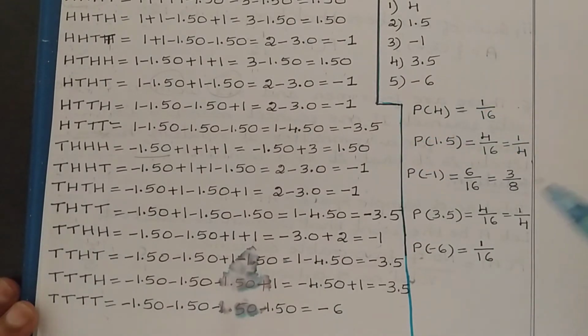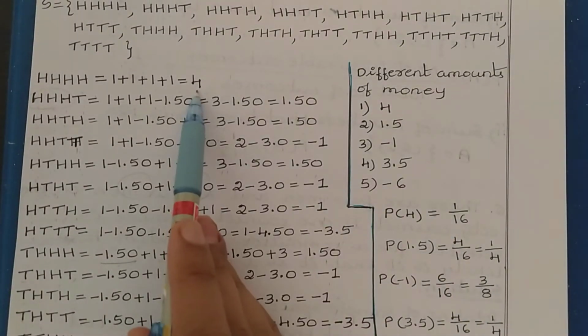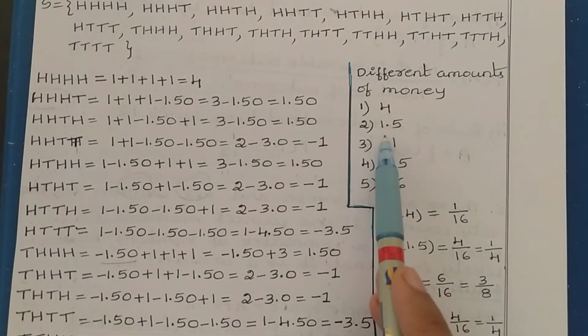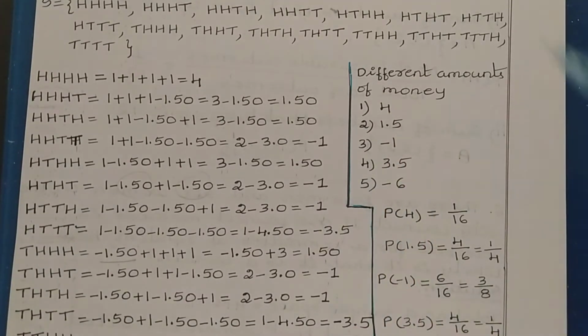See here we can have totally 5 different amounts of money. We have here 4 rupees, so 4. Then second amount is 1.5, third one is minus 1, fourth one is minus 3.5 and minus 6, fifth one. So first here we needed to find the different amounts of money that they have asked in the question.